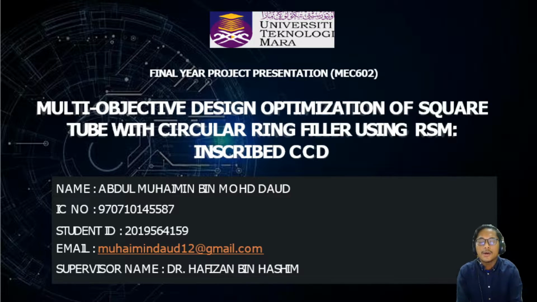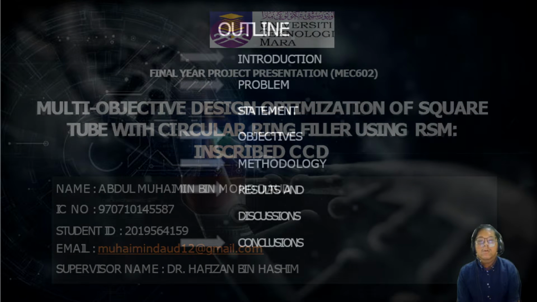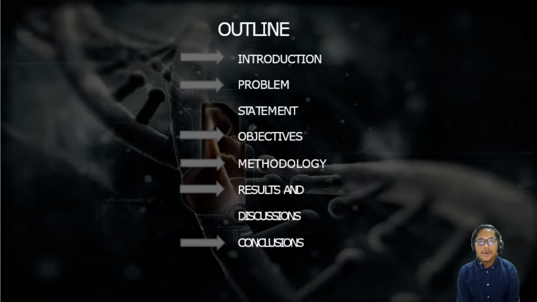First of all, my name is Abdul Muhaimin bin Muhammad Daud. My student ID is 2019564159 and I will present to you my final year project, which is multi-objective design optimization of square tube with circular ring filler using response surface methodology technique, which is Inscribed CCD. This project is under supervision of Dr. Hafizan bin Hashim.